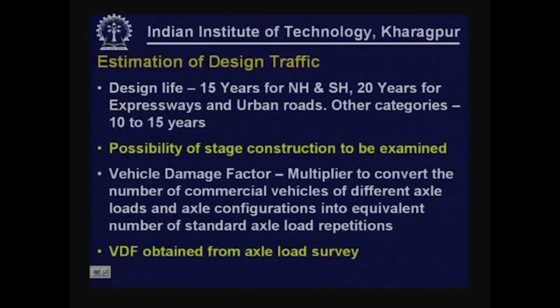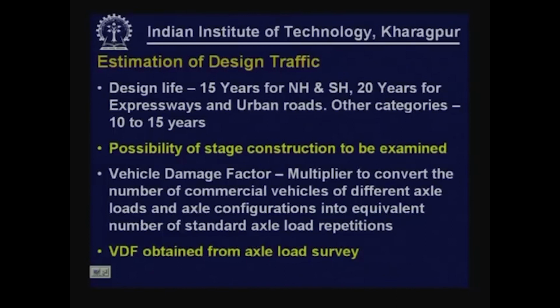These are the parameters that we should be able to select. IRC gives guidelines for selecting all these parameters. Design life typically has to be selected as 15 years for high volume roads, national highways and state highways, and 20 years for expressways and urban roads. For other categories, it can be 10 to 15 years. In selecting this design life period, we should also take into consideration the possibility of constructing the pavement in different stages, stage 1 and stage 2.